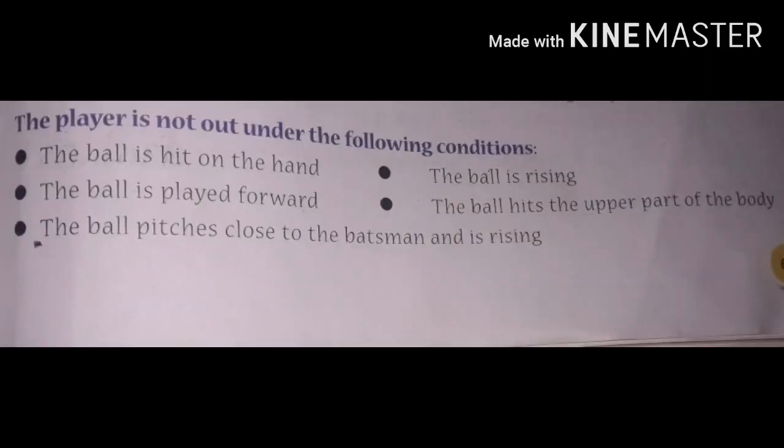Now students, also remember the player is not out under the following conditions. When the ball is hit on the hand, when the ball is played forward, when the ball pitches close to the batsman and is rising, when the ball hits the upper part of the body. So in these conditions also the player is not out.